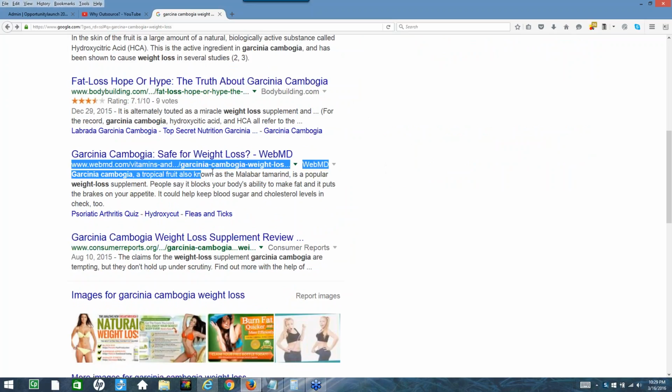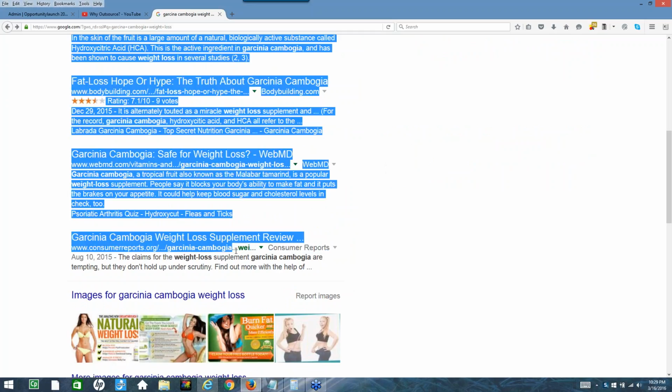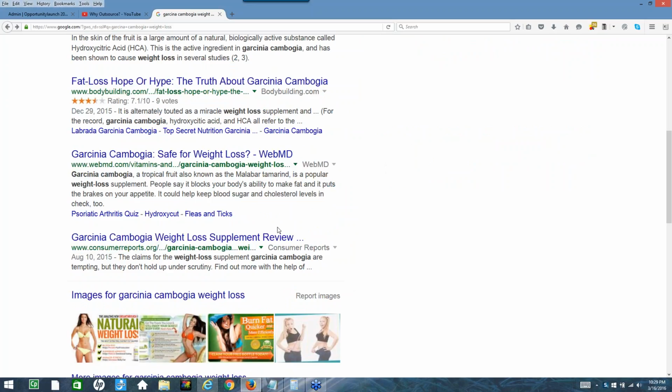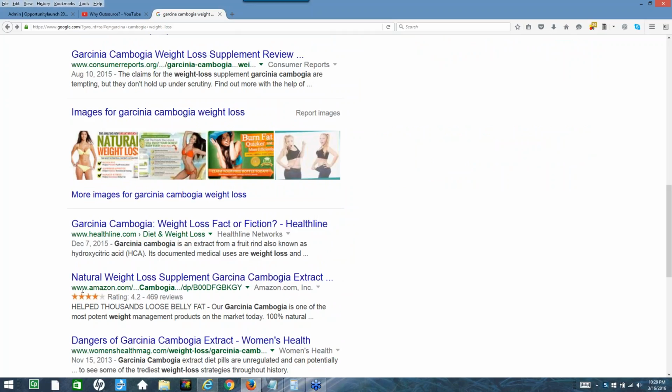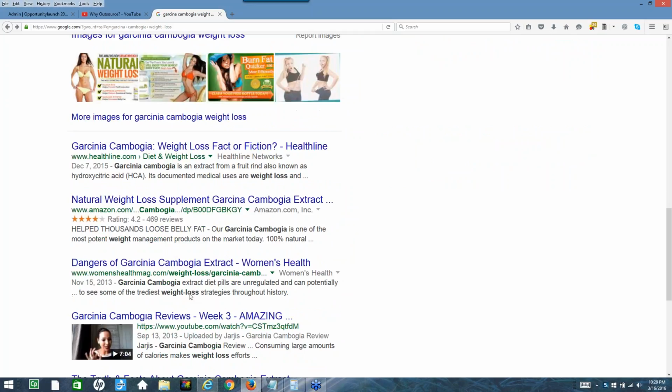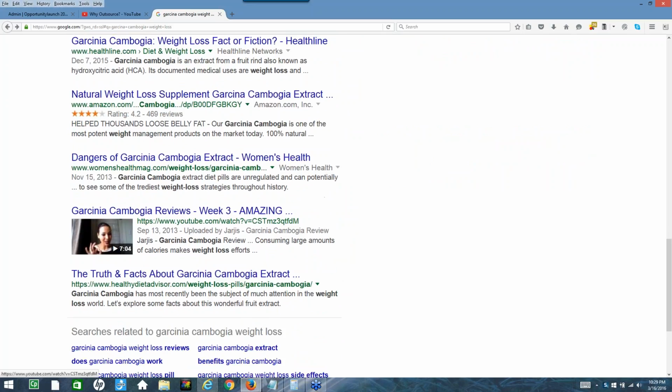WebMD is not paying Google to be here. It's free. Consumer Reports, of course, these are large companies. They're not paying Google to be here. It's free. Okay? So this is where you have organic SEO.